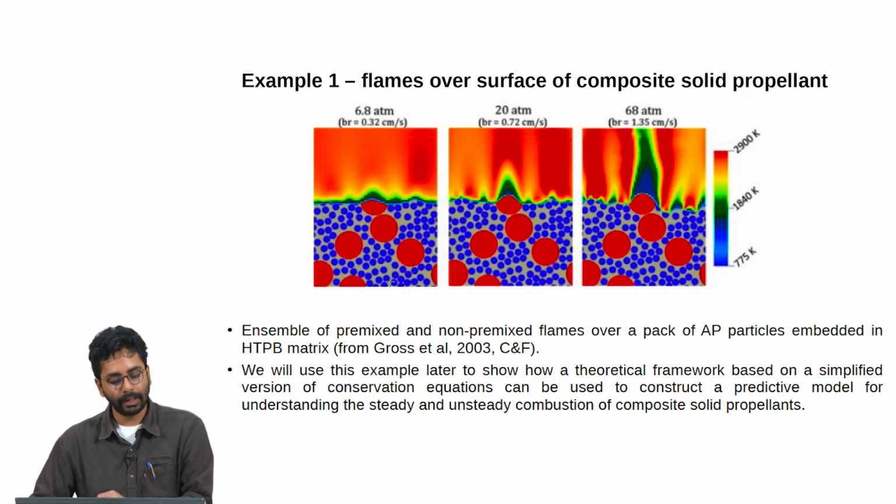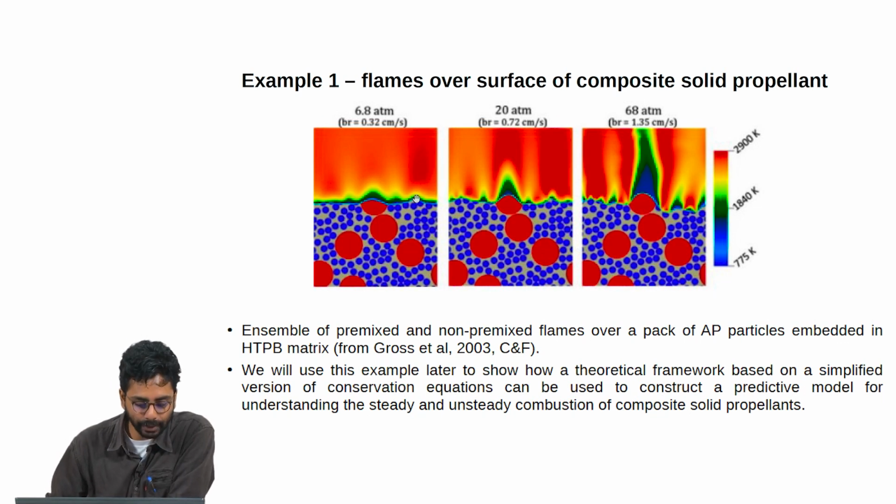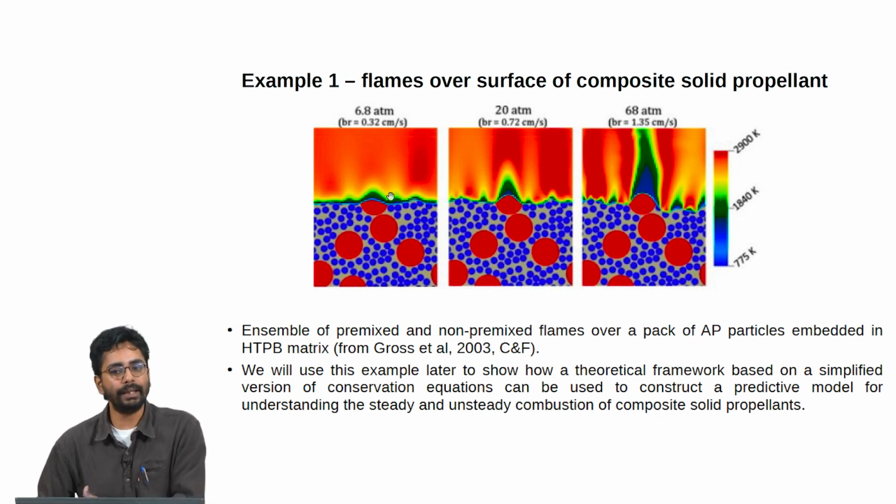The general structure of the flame over composite solid propellants can be described as an ensemble of premixed and non-premixed flames over a pack of AP particles embedded in HTPB matrix. The premixed flames are formed over the surface of AP, which is ammonium perchlorate, which is a monopropellant. Like hydrazine, it can burn on its own. It can undergo self-sustained deflagration. So, AP has a premixed monopropellant flame sitting right on top of it. And AP is surrounded by fuel.